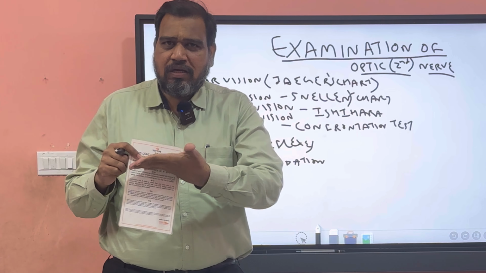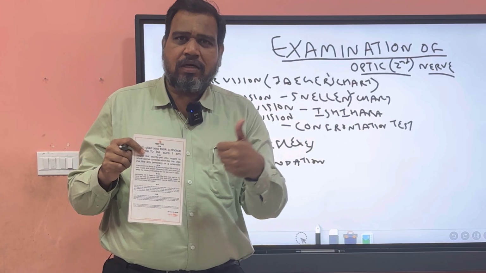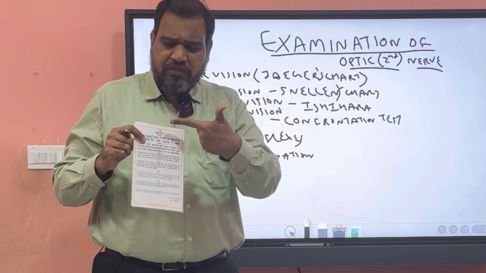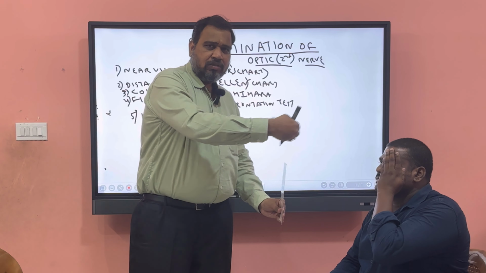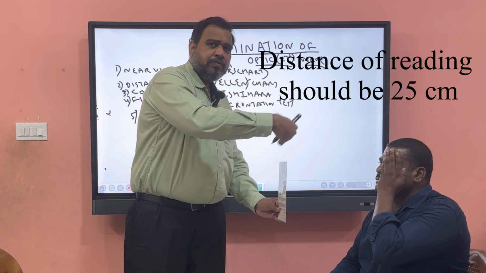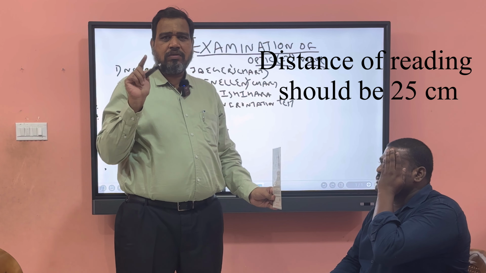What it means is, if Mr. Ranjit is able to read only the top line and is not able to see the remaining, it means his near vision is N36. Whichever line he is able to read, whatever number is shown there, that will be his near vision. If he is able to read everything, the bottom number is N6. Another thing, the distance at which the subject should read is 25 centimeters. That can be noted down.